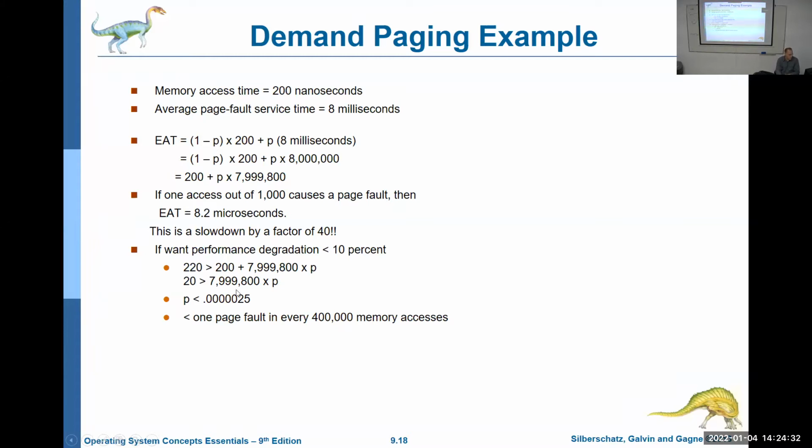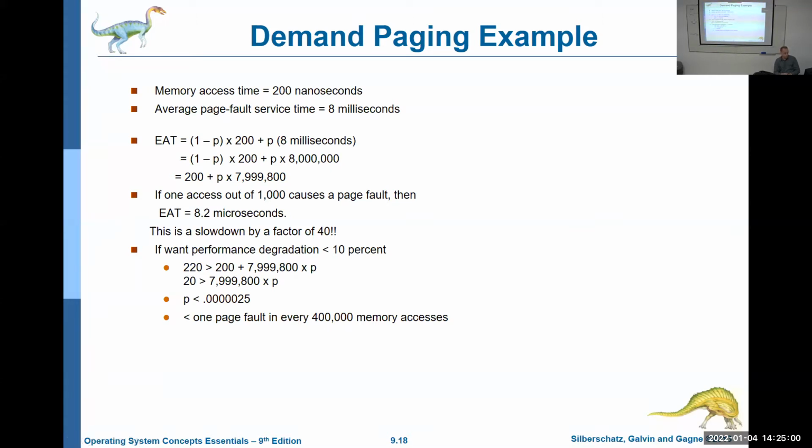And we get a quarter. We get 0.00000025. That means one page fault in every 400,000 memory accesses. That's our goal, he's saying. That's what we need to get. That's how good we have to be. That's how infrequently we have to do a page fault in order for our system not to be too slow. And actually, that's a realistic goal.